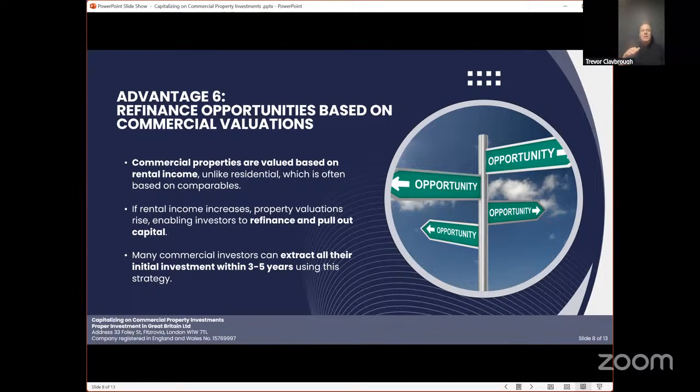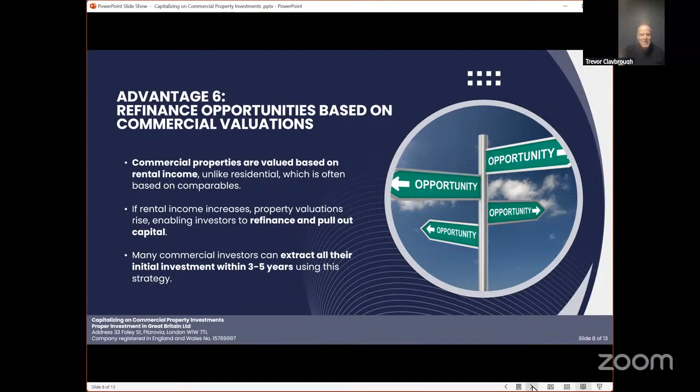Ideally, sometimes if you can go a little bit lower, like 65%, we can get better interest rates. So if we're talking about 70% loan to value, and we're increasing the income by 30% over 2 to 3 years, then we're able to refinance and get back out all the deposit money. That's the same thing when we're doing HMOs in residential, but that's the only residential where we can get a commercial valuation. So, massive advantage number 6.